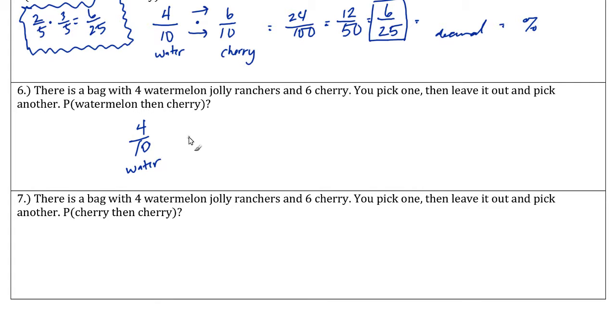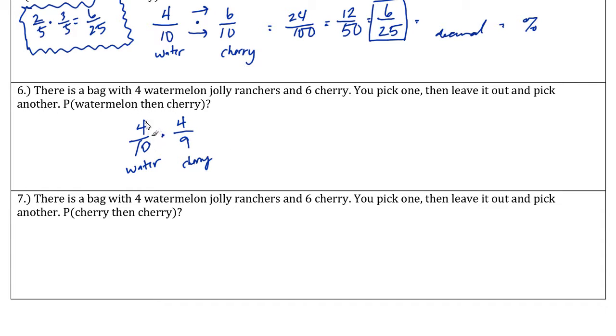All right, you don't put it back this time. So if you were to go in a second time, you wouldn't have 10 anymore total. You would only have 9, because we assumed that you took out a watermelon. So if we assume that happened, that means there's 1 less at this point. And there's still 6 cherry in. So 6 out of 9 are cherry.